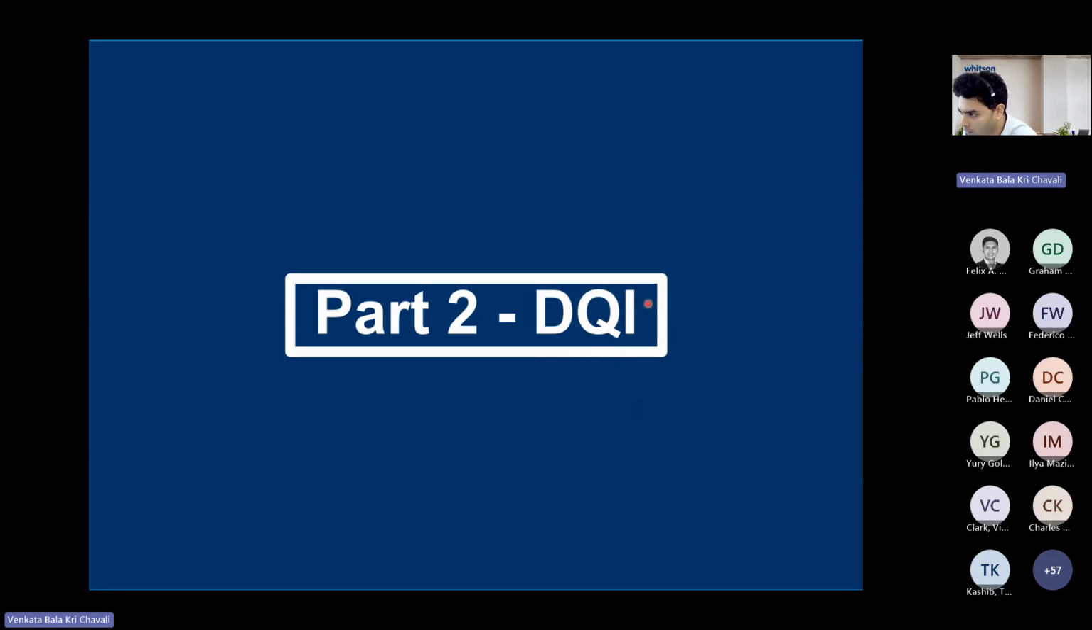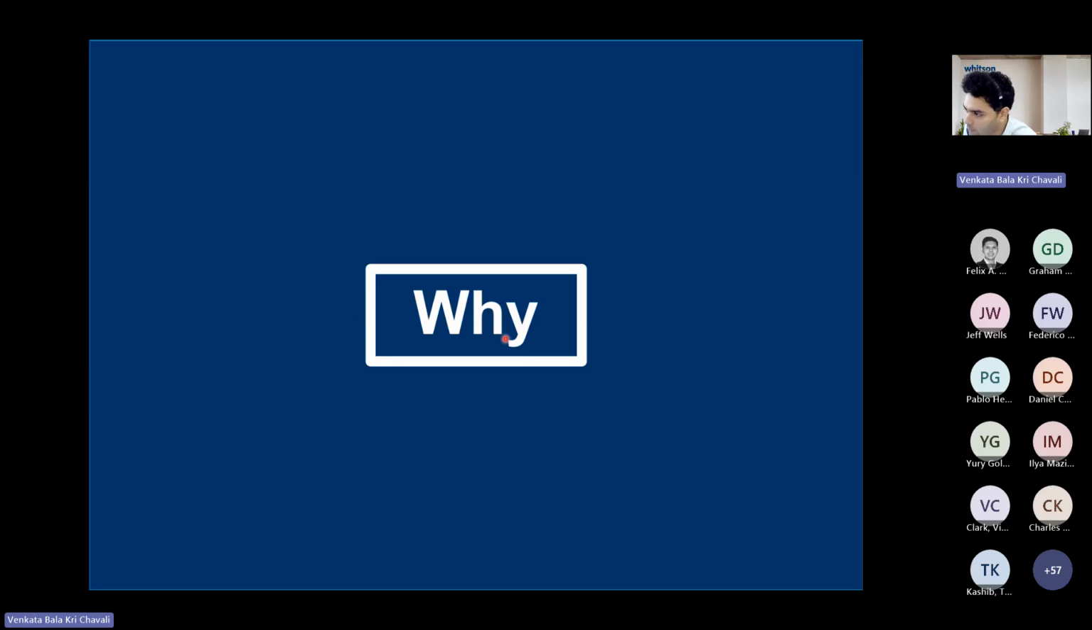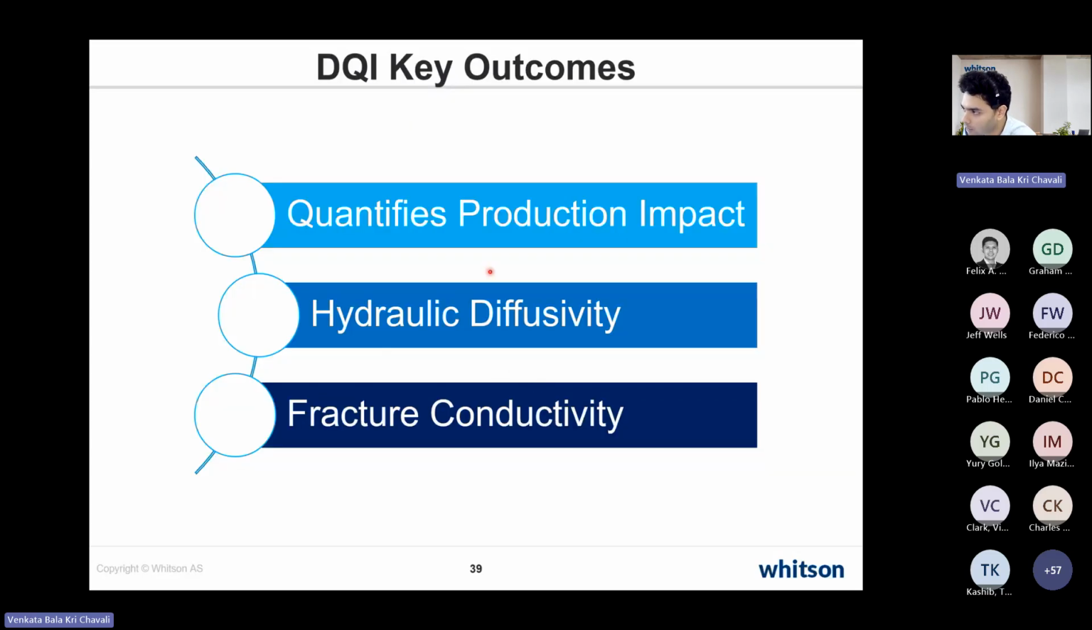Devon Quantification of Interference goes one step ahead, where it actually thinks a little bit more about pressure propagation, how that would occur in porous media between 2 points, and tries to fit a model to it and add to that prediction. Okay. All right. Going back to why we do it again. So this one quantifies that production impact. It quantifies hydraulic diffusivity, and it also quantifies that fracture conductivity.